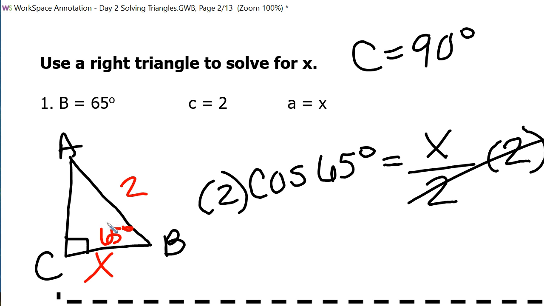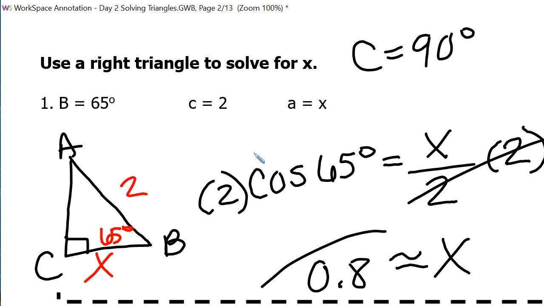If it's in degree mode, all you have to type in is 2 times cosine, and when it opens up the parentheses, all you need is 65. You don't have to put the degree symbol because your calculator understands that it's in degrees because you're in degree mode. And we are going to round sides to the nearest tenth today. So what would be that side length to the nearest tenth? 0.8. So 0.8 seems small, but it seems legitimate because if the hypotenuse is 2, I know that both legs have to be smaller than 2. So 0.8 is our answer to the nearest tenth.